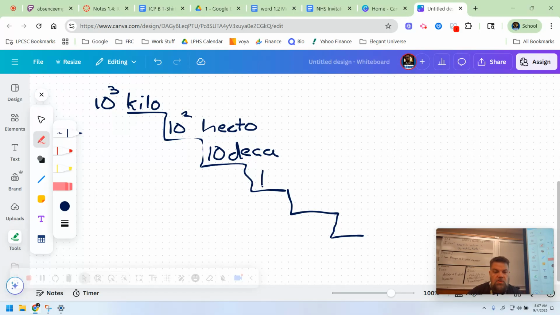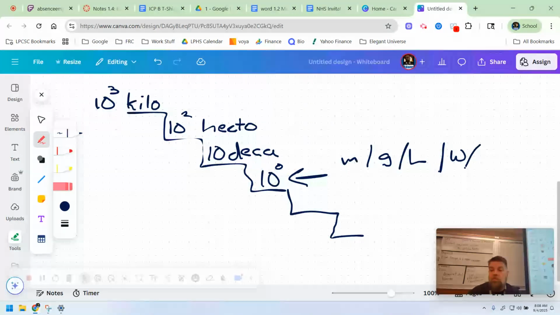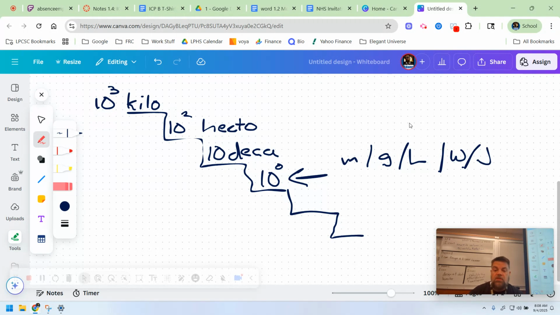And then this is just 10 to the 0 power, right? So that's just whatever it is. And so this is where we insert our unit. So it could be meters, it could be grams, it could be liters, right? Meters, grams, liters. There's other stuff too. Could be watts, could be joules. So these are all measurements of things.